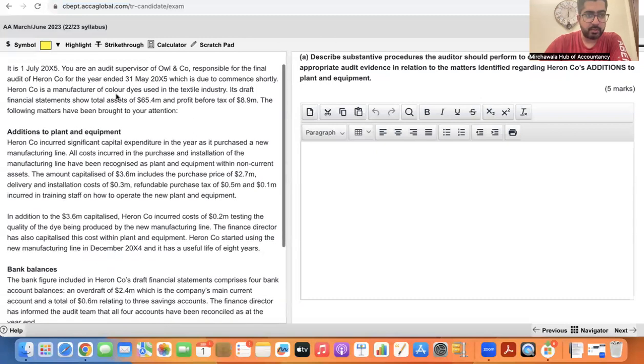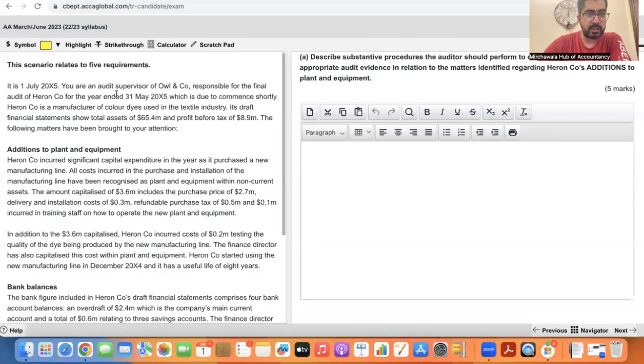Now in today's class, we're going to attempt a question of Mar-Jun 2023. That's our company. I'm reading the question for you. It is 1st July. You are an audit supervisor of our company. That means our company is the audit firm, right? You're an audit supervisor of our company's audit firm, responsible for the final audit of Heron company. Heron is the client, which is due to come in shortly.